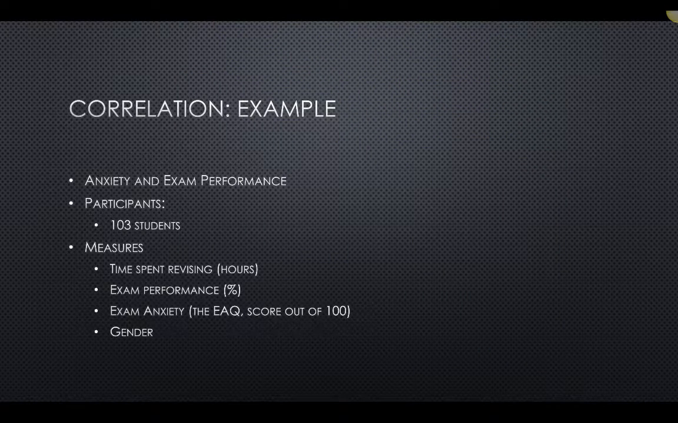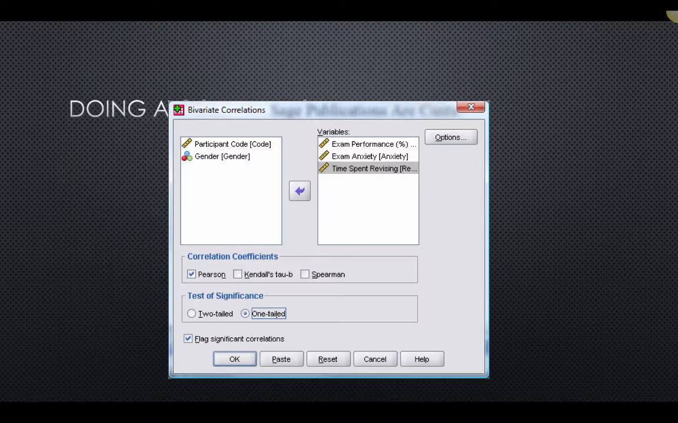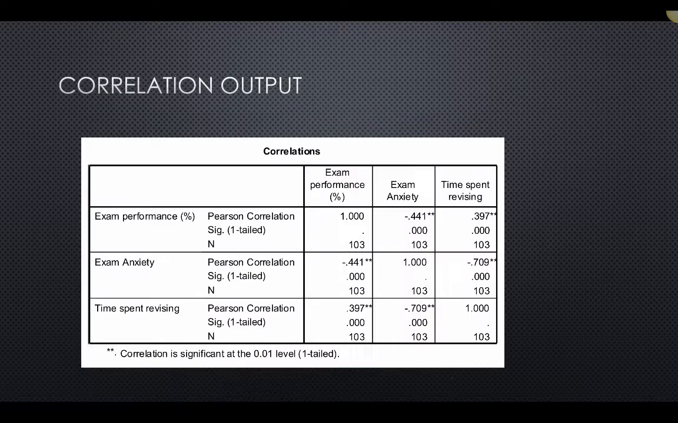So I have an example here. Anxiety and exam performance. There were 103 students. Time spent revising, exam performance, exam anxiety, and gender. Here's what SPSS looks like. Here is the output. This is called a matrix, and it's really important for you to understand. It's just like a round-robin tournament.